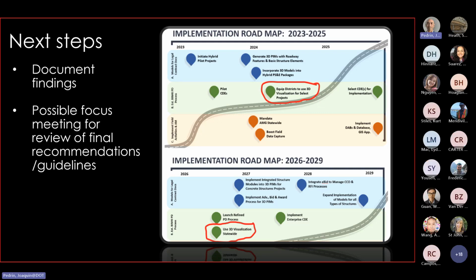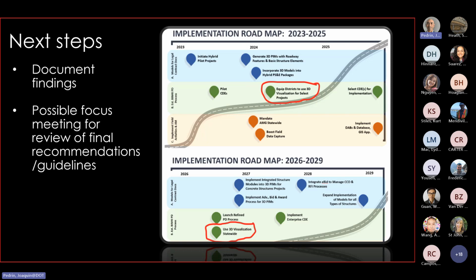All right, guys. So next steps. We're going to document findings. What you see on the screen here is a screenshot from the BIM4I implementation plan. This is the overall implementation plan that was completed in 2023. The circled parts here are what this task force is responsible for, visualizations. In the first quarter of 2024, we're responsible for equipping districts to use 3D visualizations for select projects.